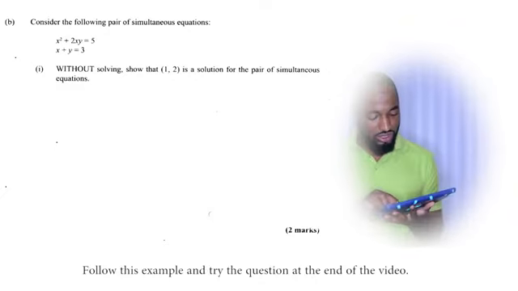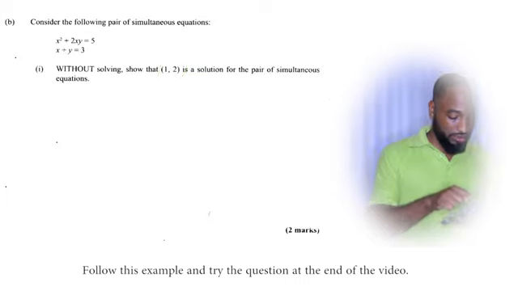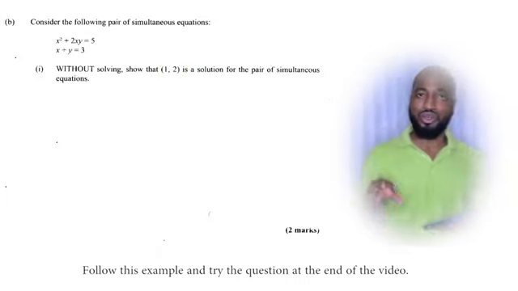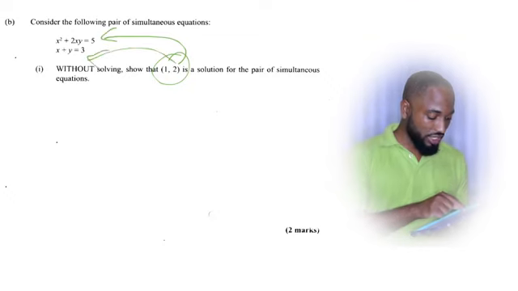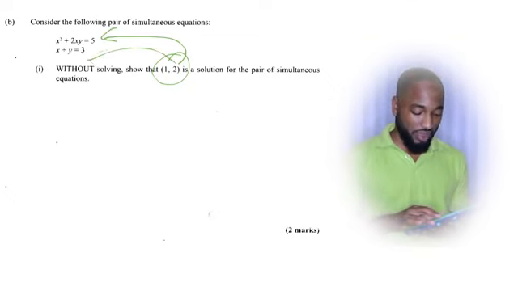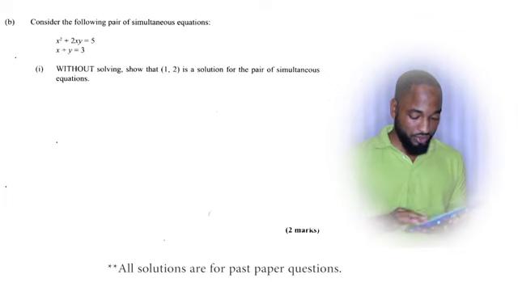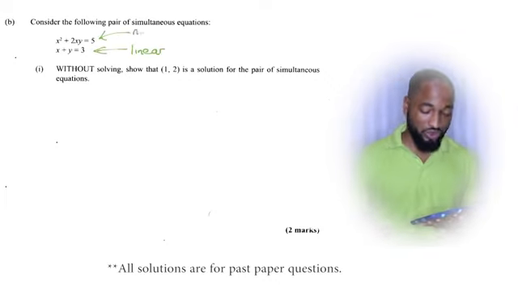Show that (1, 2) is a solution. Show that that coordinate is a solution. So all you want to show is that if I substitute these values into both equations, it works. It satisfies the equations. That's just some substitution we have to do to collect 2 marks before we do the actual thing.